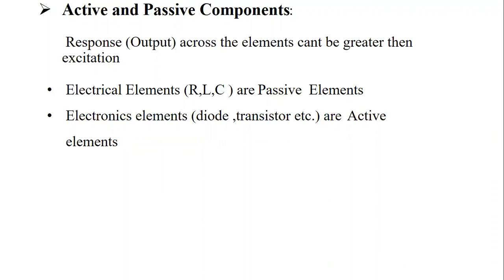So whenever we talk about electronics elements, in case of transistor, MOSFET, we talk about the voltage gain, current gain with respect to the signal. But we cannot charge a capacitor more than the applied voltage. If we are applying 10 volts across the capacitor, the capacitor is charged to a maximum value of 10. It will not charge more than 10 volts, not even 10.0001. So all RLC elements, electrical elements, are passive elements, while all electronics elements are active elements.